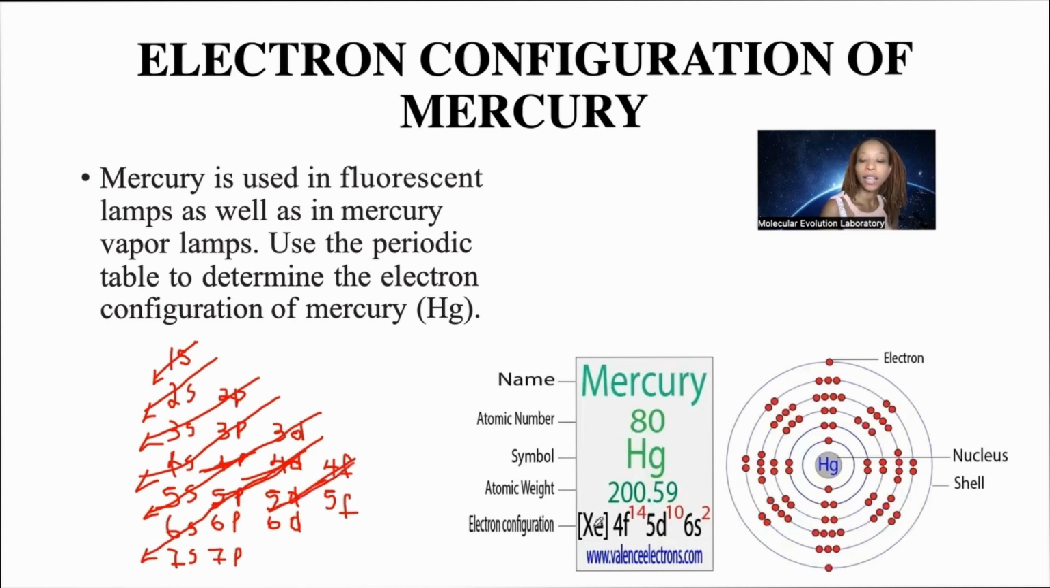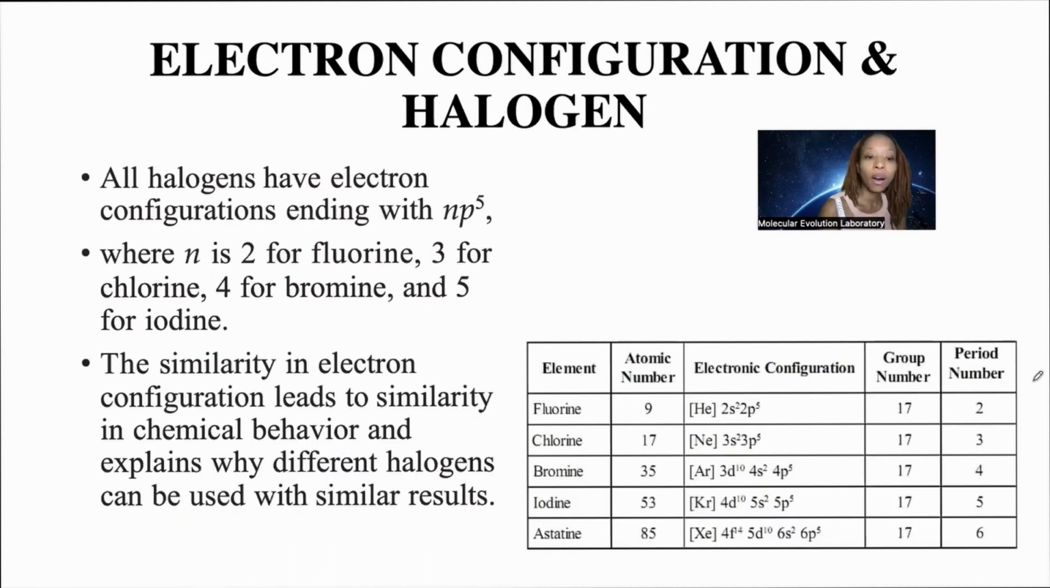And that would be the electron configuration for mercury. All halogens have electron configurations ending with np5, where n is 2 for fluorine, 3 for chlorine, 4 for bromine, and 5 for iodine. The similarity in electron configuration leads to similarity in chemical behavior, which is why different halogens can be used with similar results.